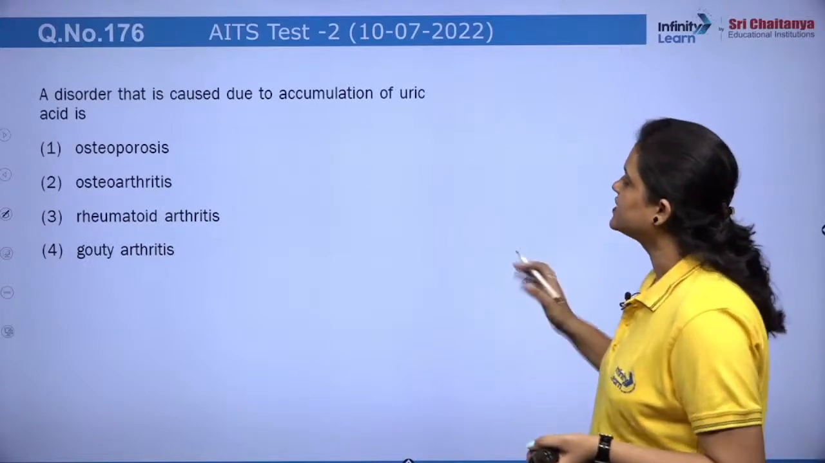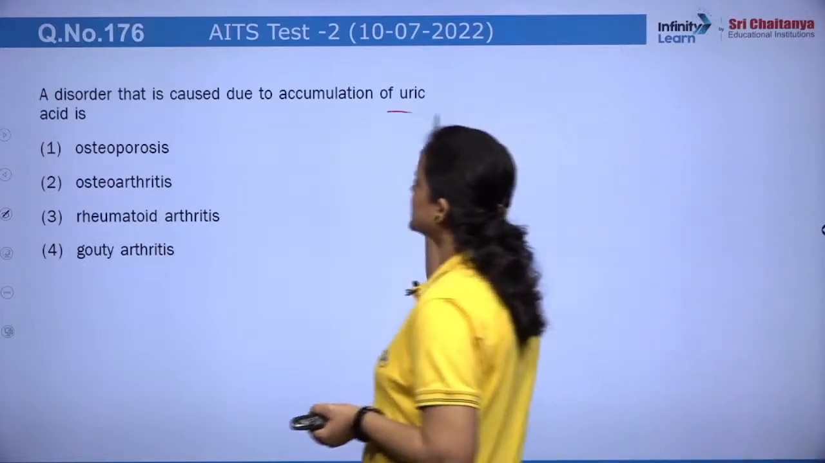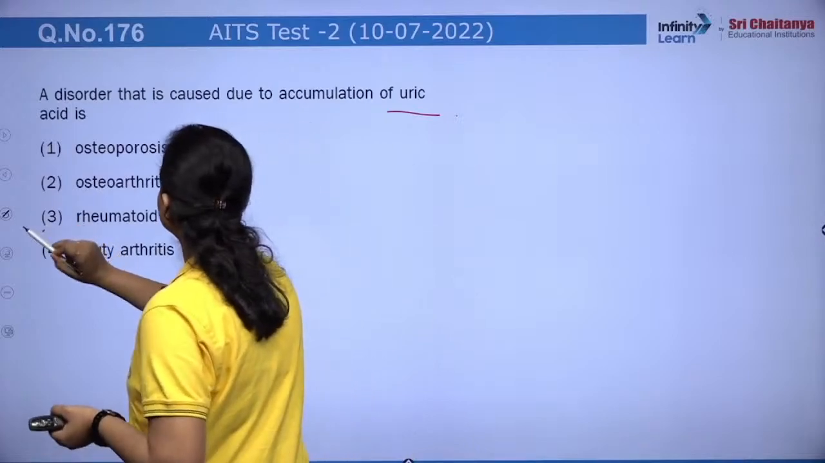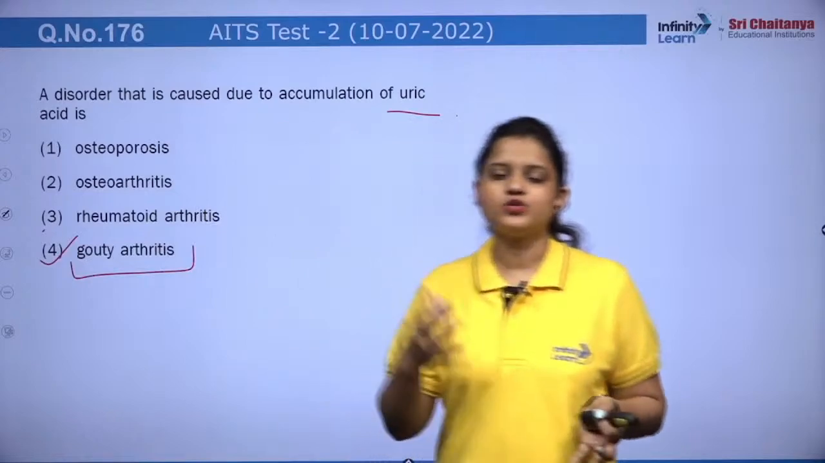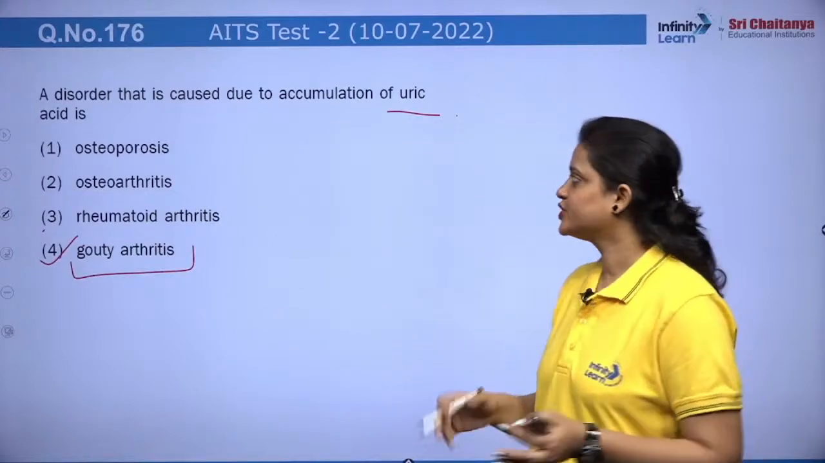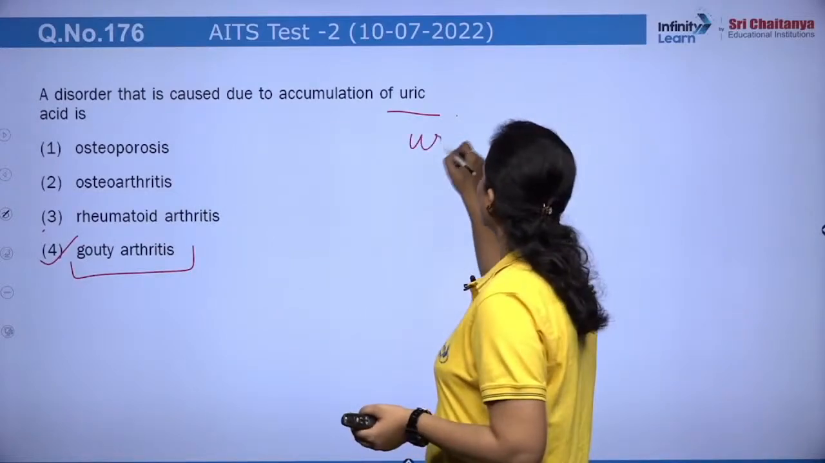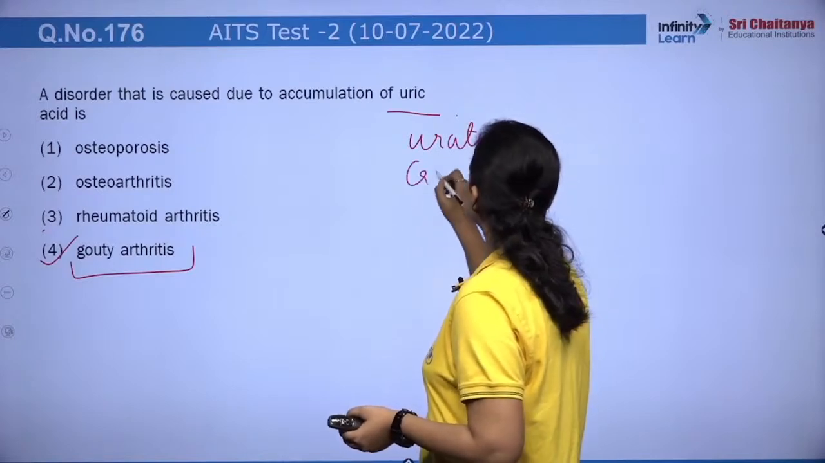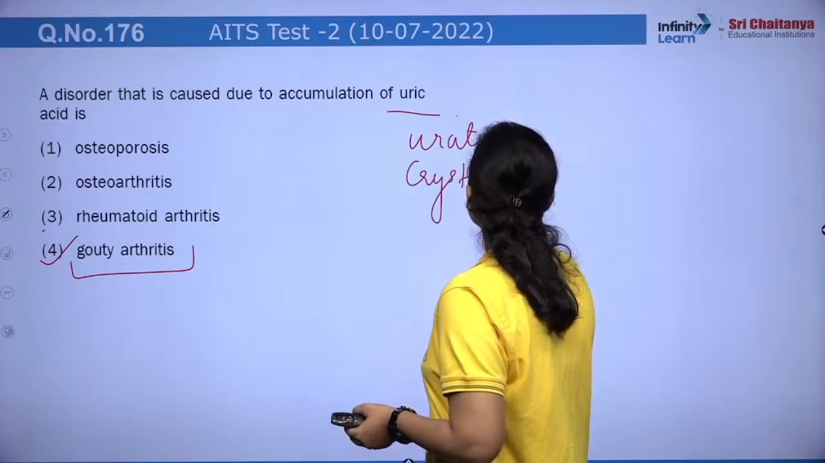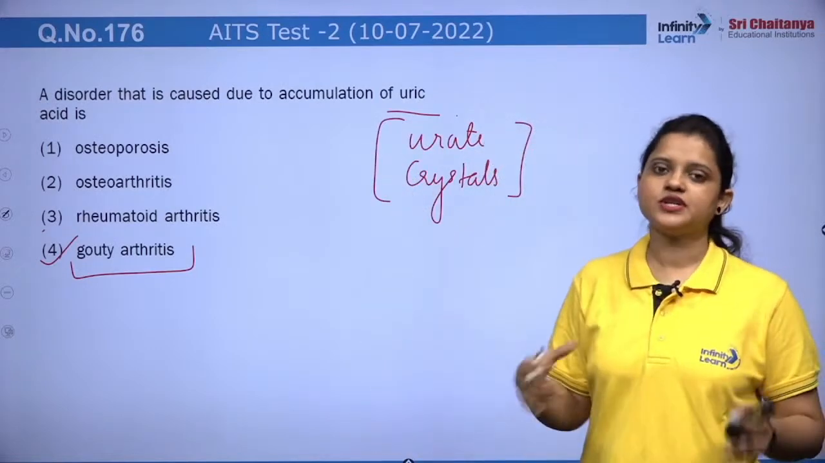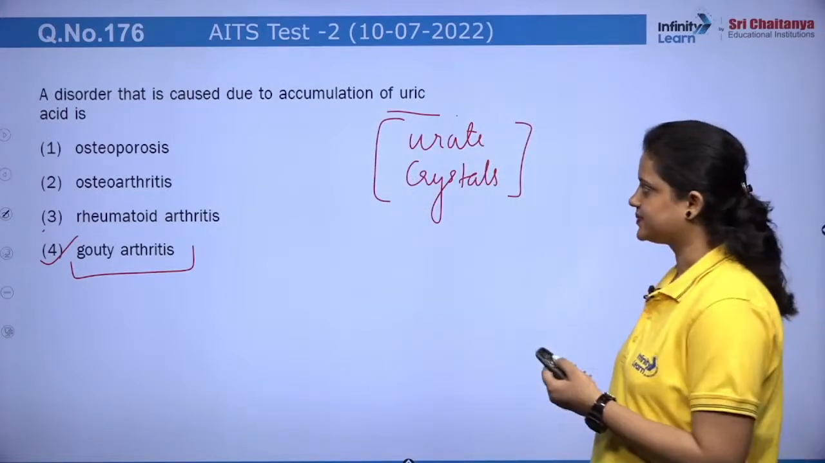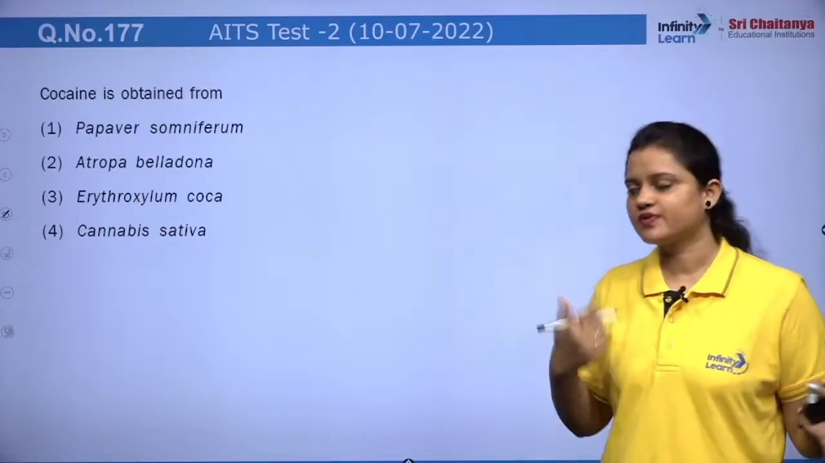A disorder that is caused due to accumulation of uric acid is gouty arthritis. Gout or gouty arthritis is the deposition of uric acid or urate crystals, right? This will lead to inflammation and pain in the joints. Let's move on to our next question.